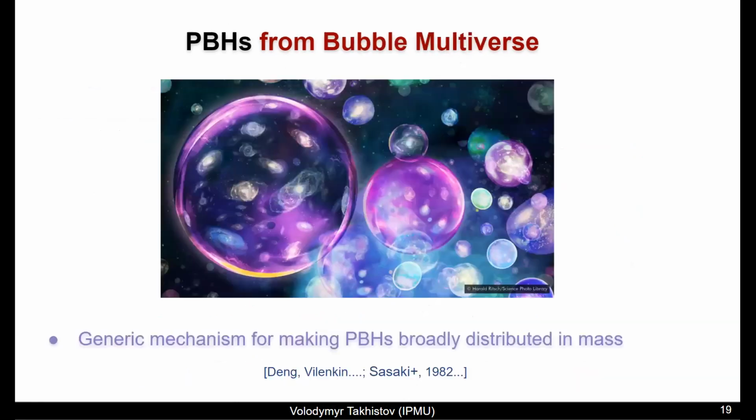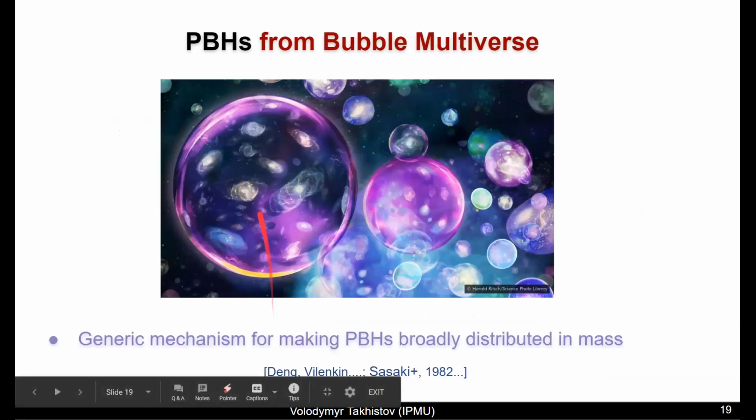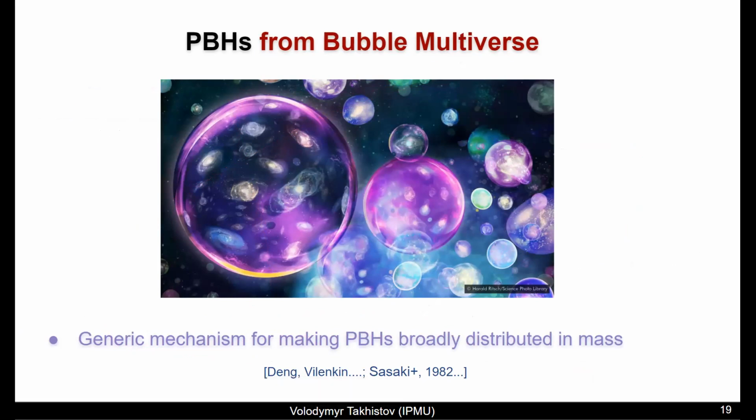Now, another interesting scenario that I would like to tell you about is black holes from the bubble multiverse. And this is a generic mechanism for making PBHs broadly distributed in mass. So before we saw that the previous mechanism yields a peaked mass distribution, but a big spin is possible. But this is a mechanism for making black holes broadly distributed in mass.